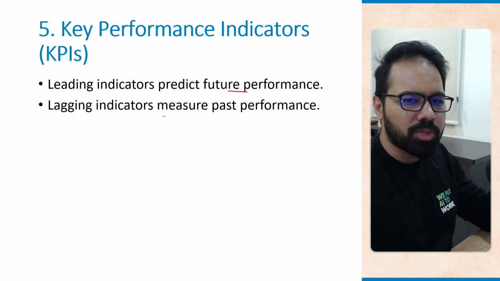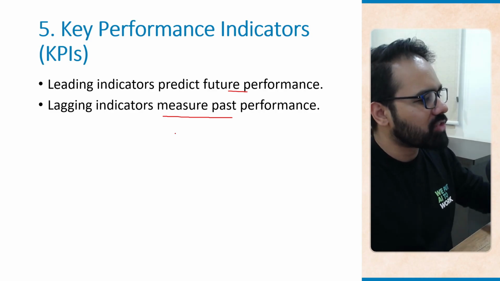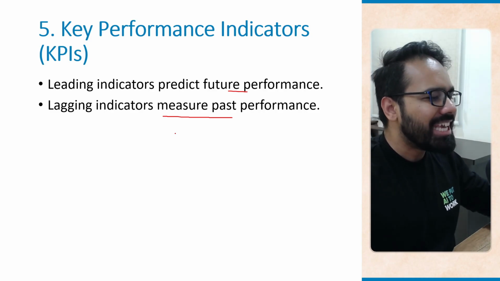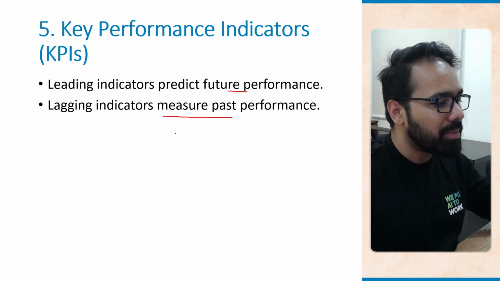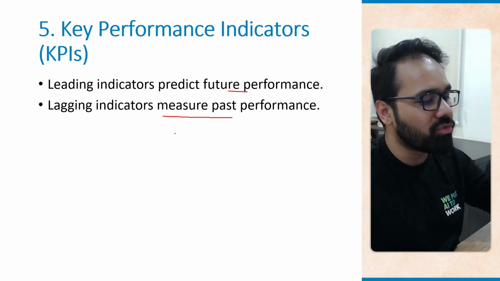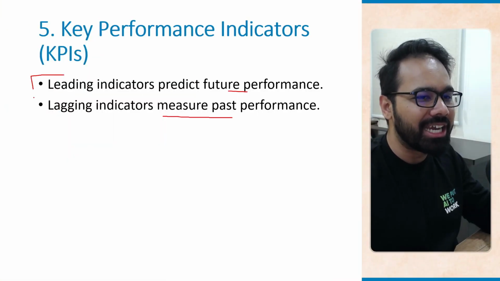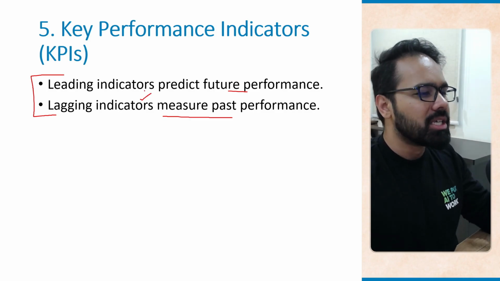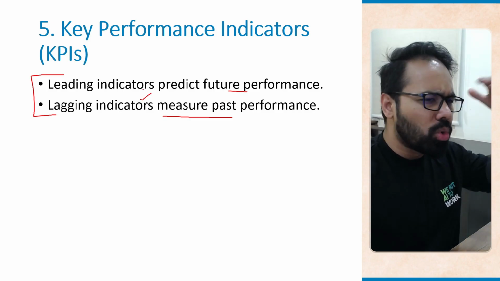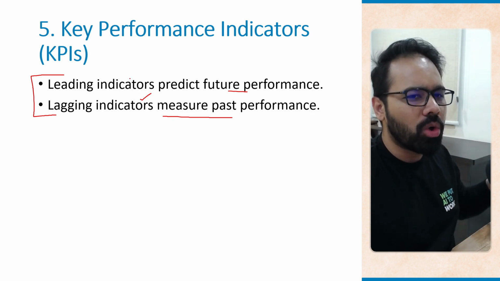Lagging indicators measure past performance. As an example, the number of successfully completed features is a lagging indicator because it reflects what has already been achieved, what is already done. So that's the difference between leading indicators and lagging indicators. Something that's already done is a lagging indicator. Something that you think of can happen in the future based on what you are seeing right now is a leading indicator.